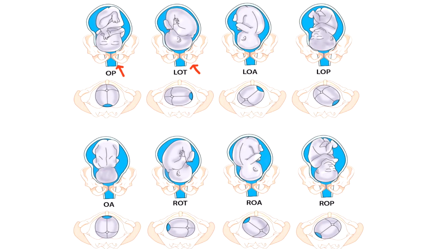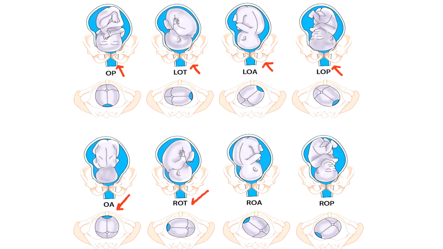In the left occiput anterior position, the fetal occiput is directed to the left anterior part of the maternal pelvis. In the left occiput posterior position, the fetal occiput is directed to the left posterior part of the maternal pelvis. The straight occiput anterior position is characterized by the fetal occiput directed towards the maternal symphysis pubis.